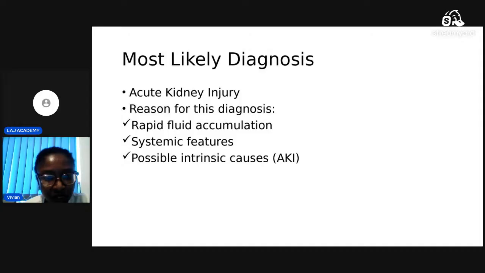The reason for this diagnosis is that she had rapid fluid accumulation which occurred within the space of 3 weeks, and she had systemic features: her elevated JVP and the bibasal crackles. Oh, I forgot to include the chest X-ray findings. Okay, there was no chest X-ray finding.